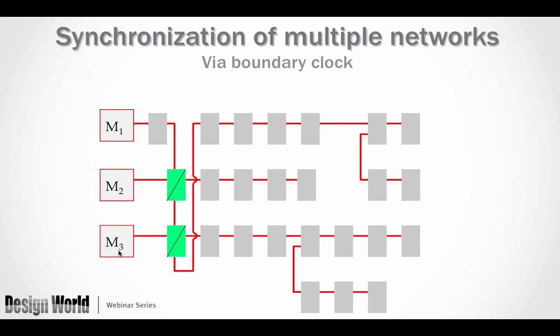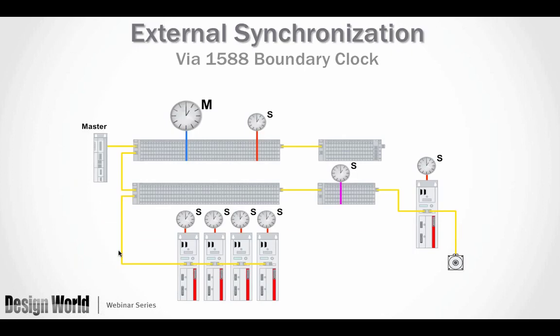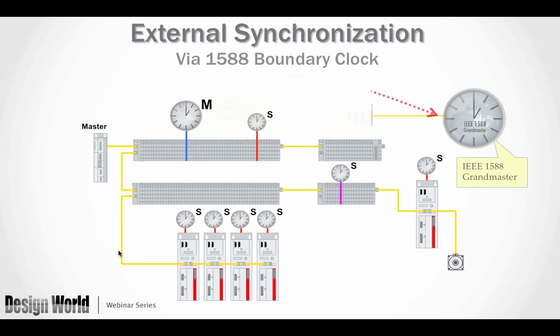So if you have a need for synchronizing multiple networks, you can do this via a boundary clock, where one of the clocks is the reference clock for another network, and just have multiple networks connected through boundary clocks from different masters. And you can also synchronize to an external source, such as an IEEE 1588 source, or a GPS pulse, or any other external source through a similar boundary clock. So this would be a device that you would purchase from a vendor of EtherCAT devices that's intended to be a boundary clock.